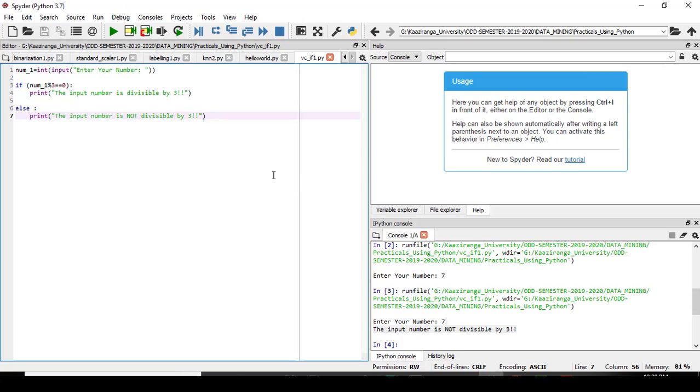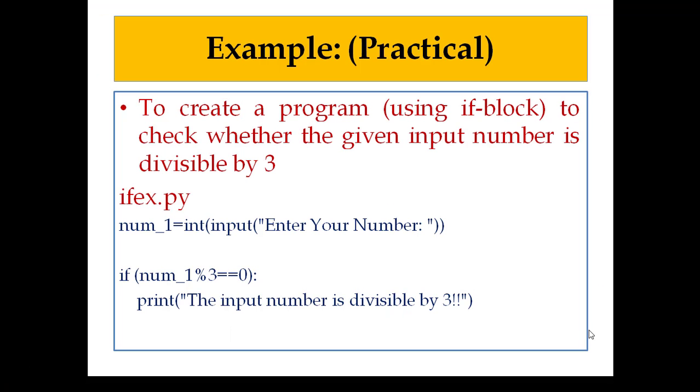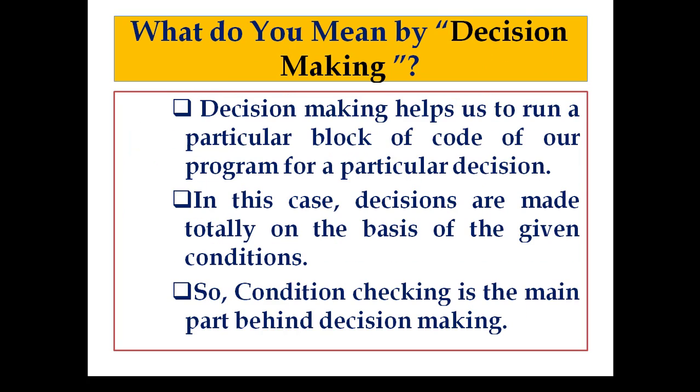And try to frame one program to detect whether a number is even or not. Okay, what I have said, try to frame a Python program using an if-else block to check whether the given number is even or not. Do that. So I hope this lecture is very clear to you, and these are very important because you will find application of decision making everywhere.